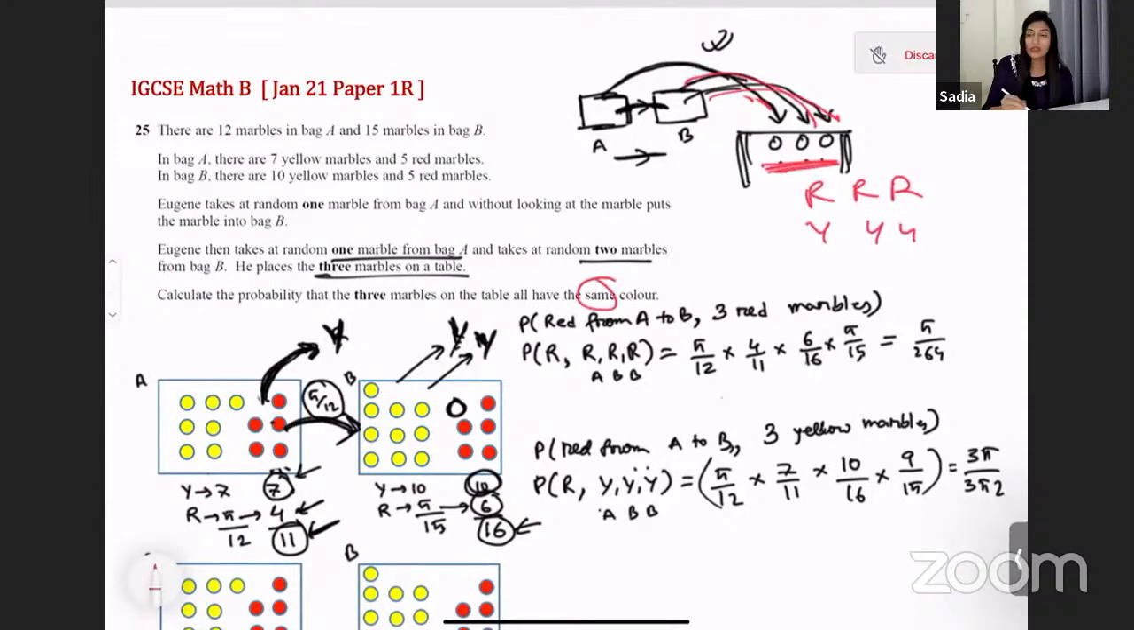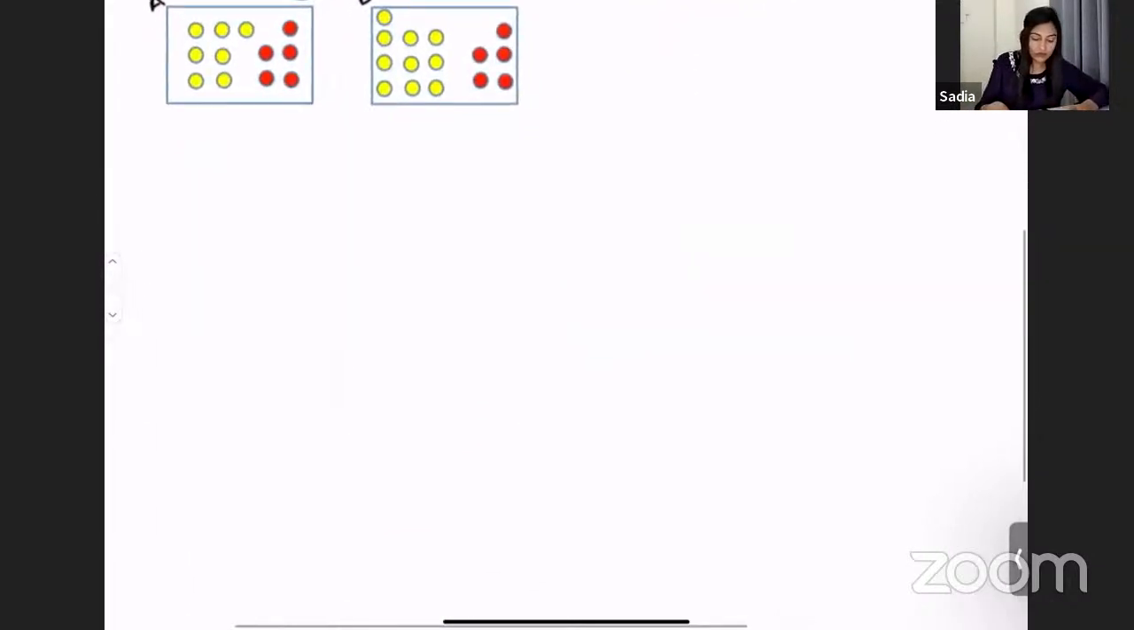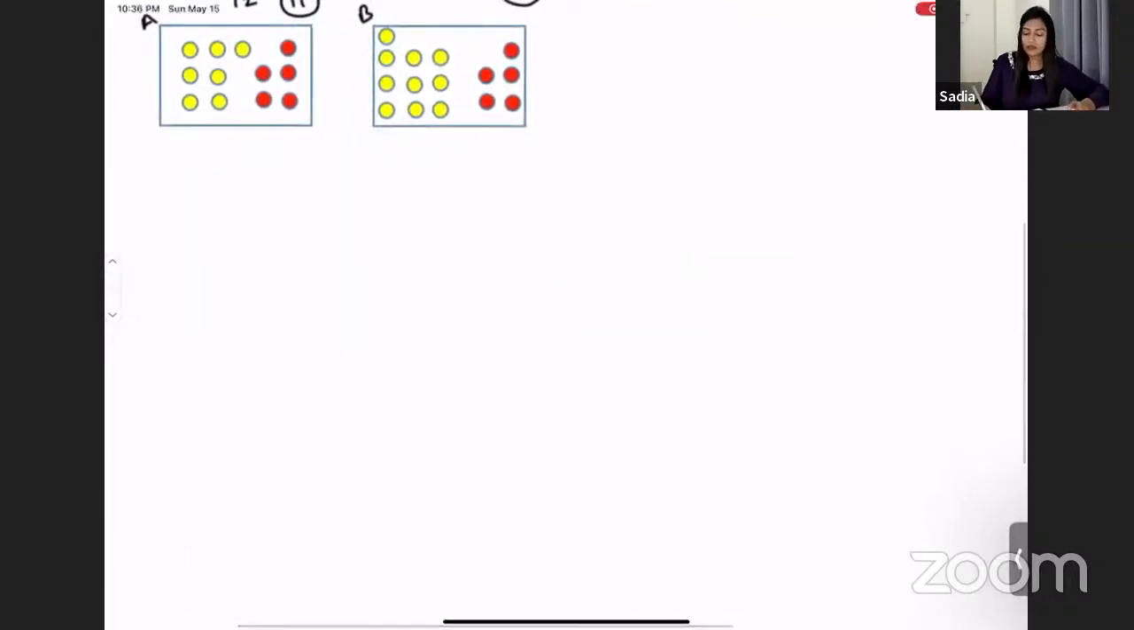They just mentioned that the marbles have to be of the same color, but they didn't specifically mention which color we are talking about. So I have used red, red, red, and yellow, yellow, yellow. I will repeat the same process, but this time in the first phase, when we moved one marble from A to B, we will consider that this time it's yellow, not red. So I will just remove that portion.